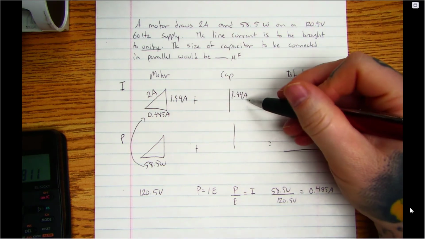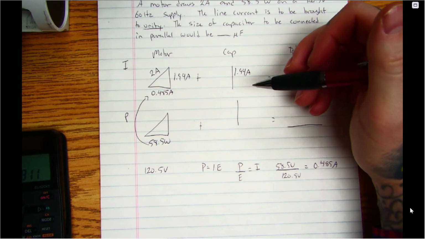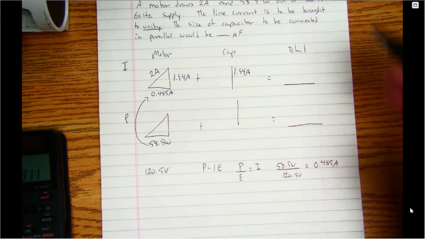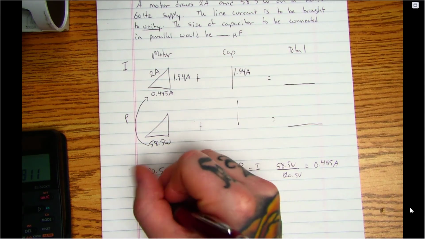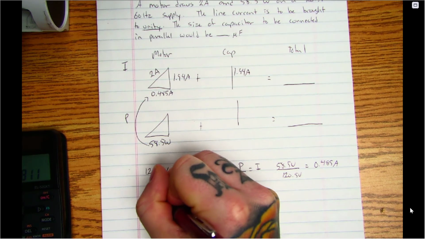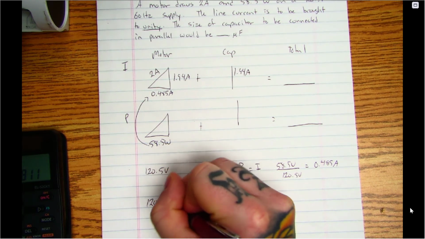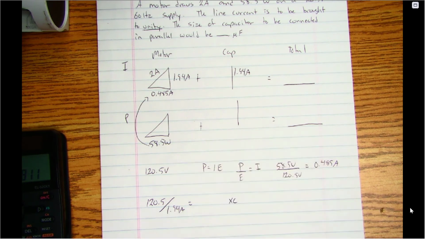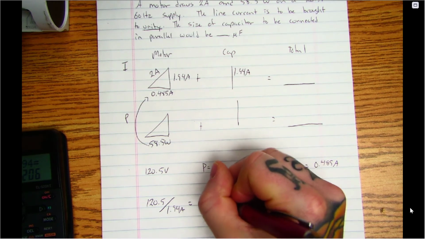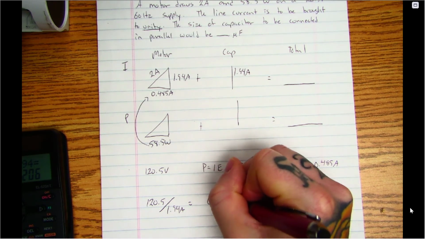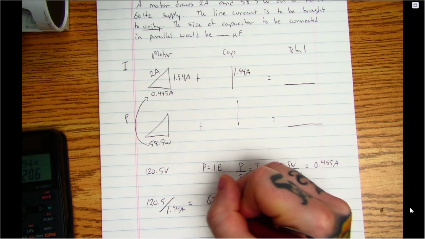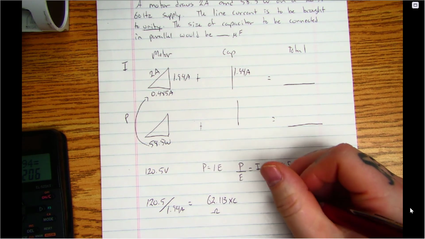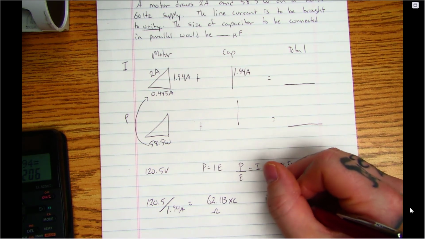Now that I have the current and I want to find the microfarad rating, which is what I want to get to, I can find my XC by using Ohm's law. If I take 120.5 divided by 1.94 amps, I'll get the XC, an ohmic value. So 120.5 divided by 1.94, and I get 62.113 ohms of XC.